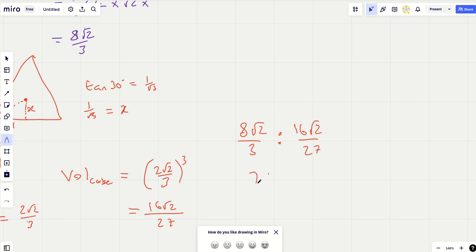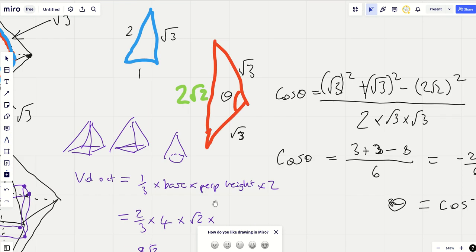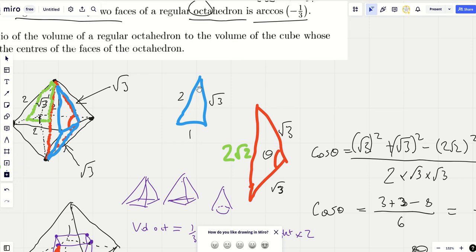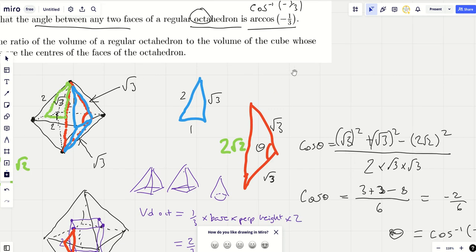So times that over there, that's really 72 root 2 to 16 root 2. Why haven't I cancelled the root 2's yet? It's crazy. Divide both of these by 8, you'll get 2 there and 9 there. So the ratio is 9 to 2. Yeah, there we go. I mean, what's hard about that question? Drawing the diagram. It really is.